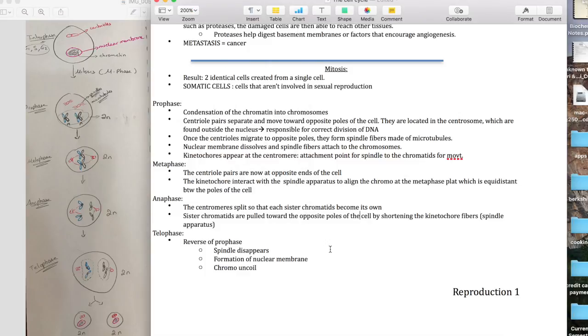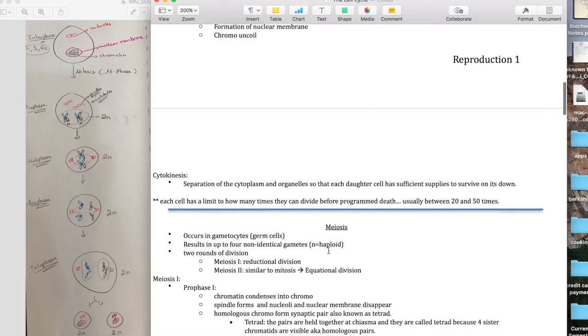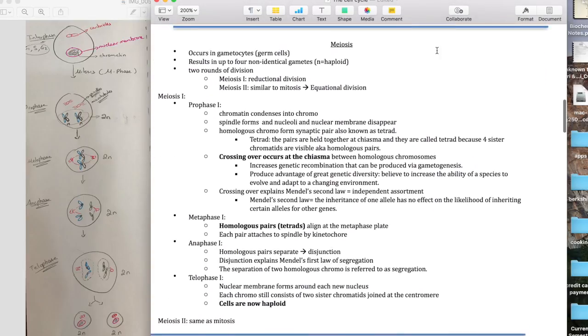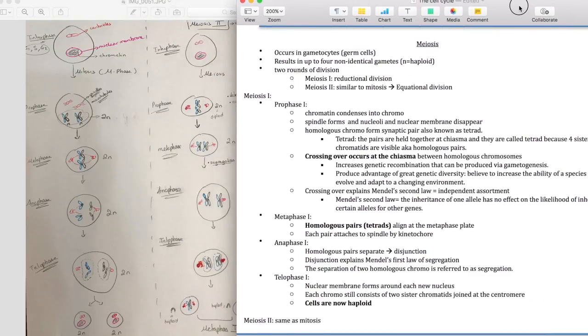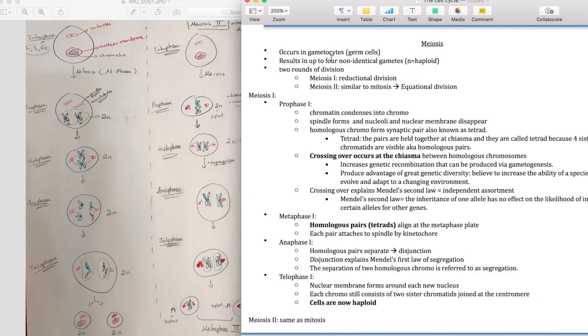All right, now let's talk about meiosis. Germ cells, gametocytes, non-identical gametes, right? They result in four non-identical gametes. The keyword is non-identical. They are all haploid. I'm only gonna talk about meiosis one because that's the most important thing. Meiosis two basically is the same as mitosis, if you look at the book.